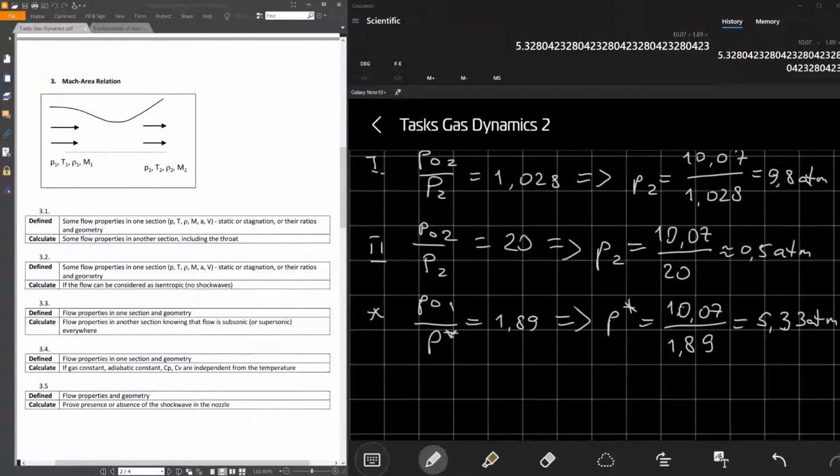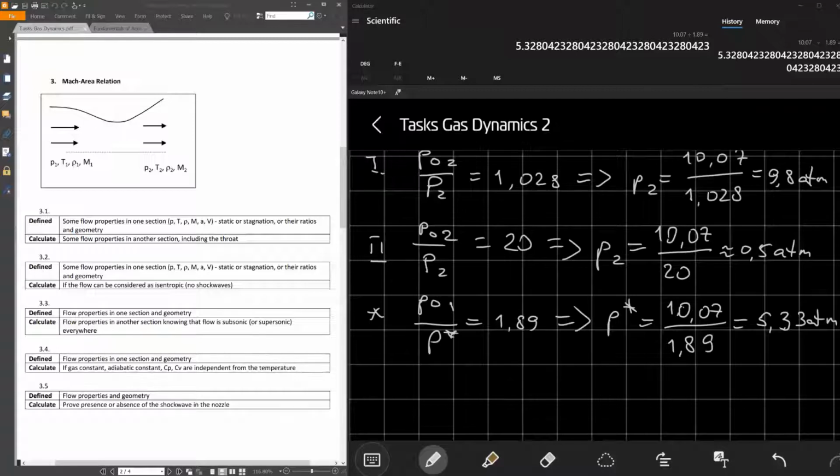The task 3.2 is when we have these flow properties and we have geometry, and we need to show if the flow can be considered as isentropic. It's basically we need to prove that no shock waves happen inside such a nozzle. This can be done when we analyze the supersonic part of the nozzle, right? Because a shock wave may appear only when the flow is supersonic.